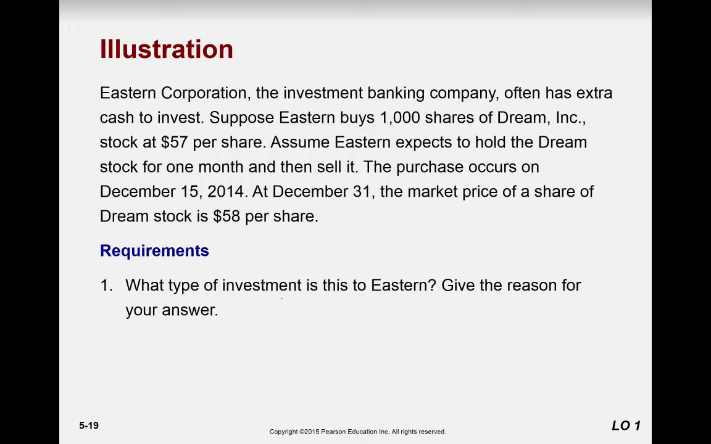Eastern Corporation is an investment banking company and it has extra cash to invest. So let's say that we buy 1,000 shares of Dream Inc. at $57 per share and assume Eastern expects to hold the Dream stock for 1 month and then it's going to sell it. The purchase occurs on December 31st, 2014. And at December 31st, the market price, we bought it for 57, but the market price is 58. So what type of an investment is this to Eastern? I'll give you a minute to answer.